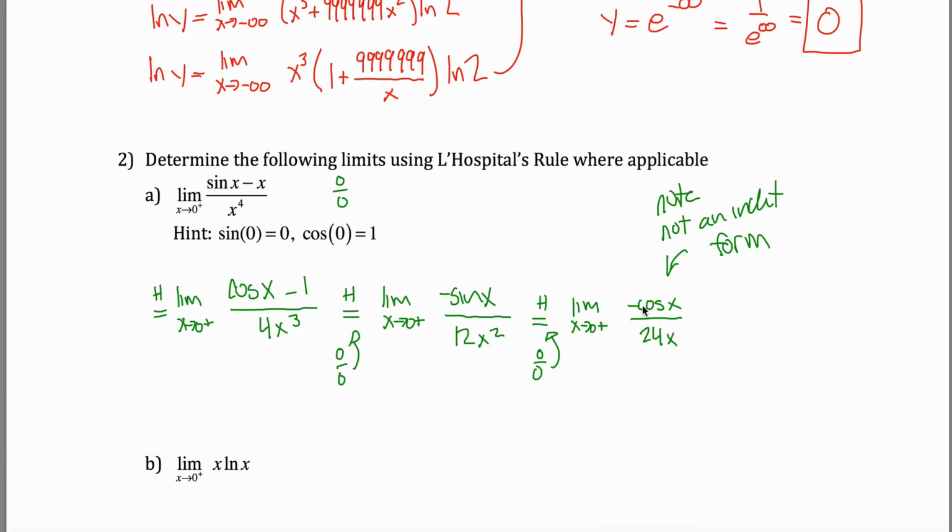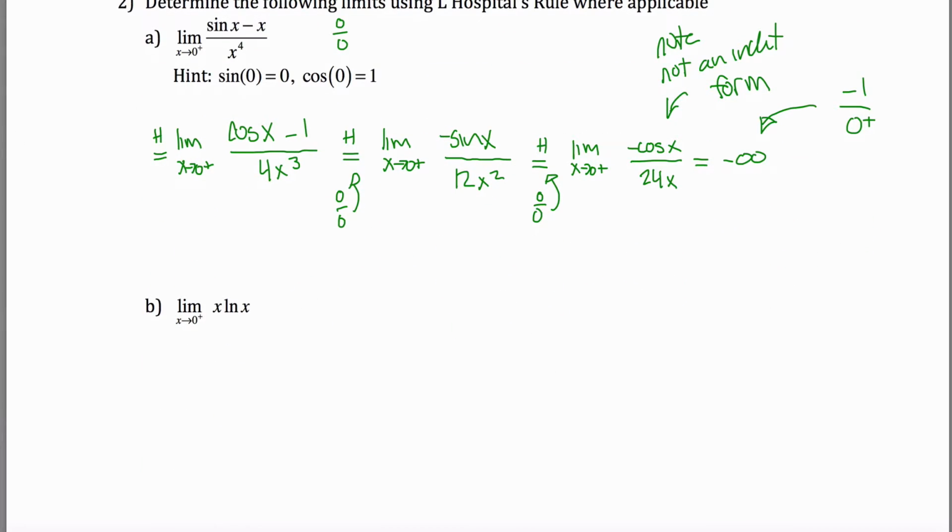Well, let's see. Cosine of 0 is 1, so the negative of that would be negative 1. But down on the bottom, I'm approaching 0 from the positive side, so I'm thinking about this like negative 1 over positive 0, which is negative infinity. I'll write that for your reference.